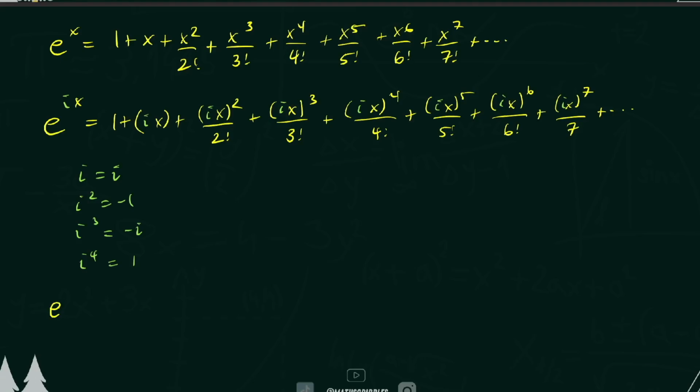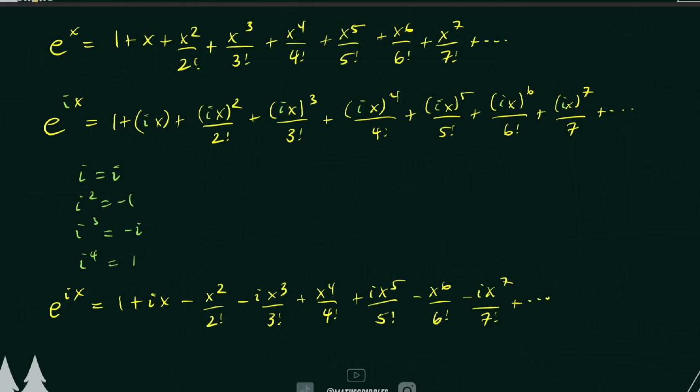So then that means that e to the ix is now going to equal 1 plus ix minus x squared over 2 factorial minus i x cubed over 3 factorial plus x to the fourth over 4 factorial, and that will continue that same process for every power there. Okay, perfect. And now what we're going to do, you'll notice that we have a couple values that have i's and the others do not.